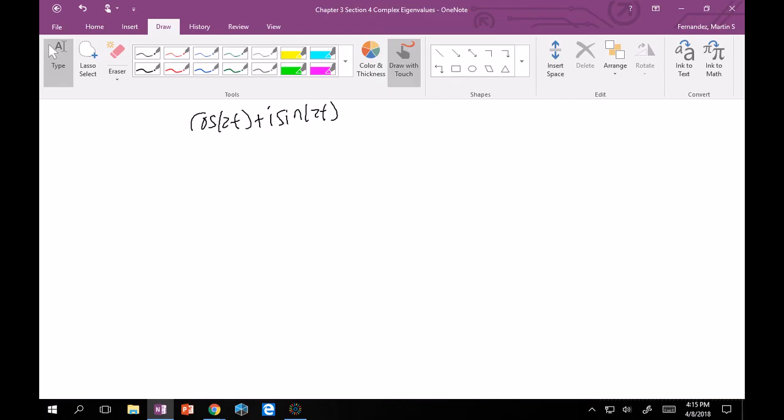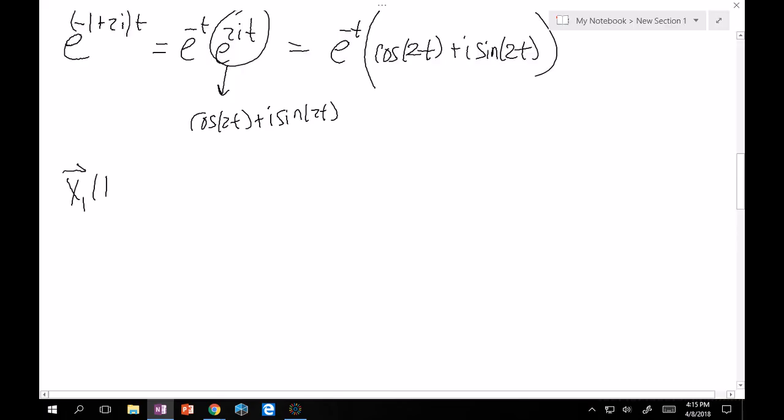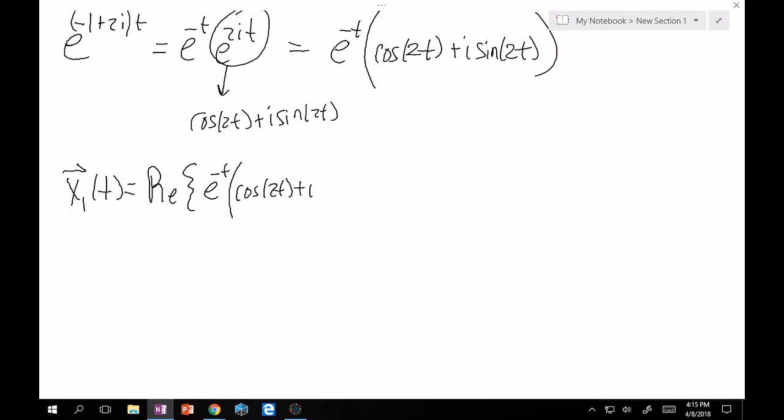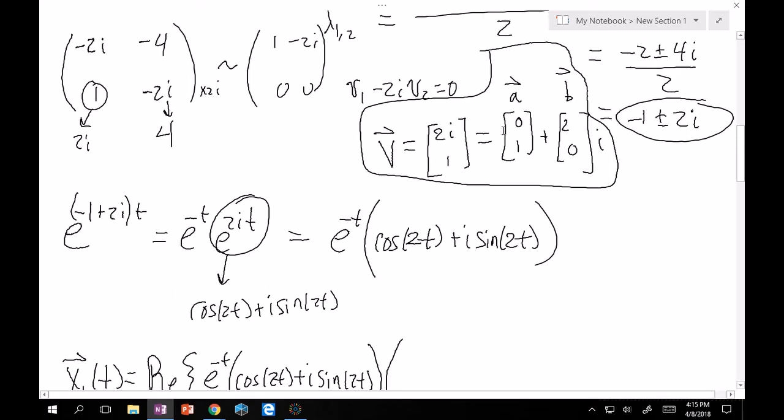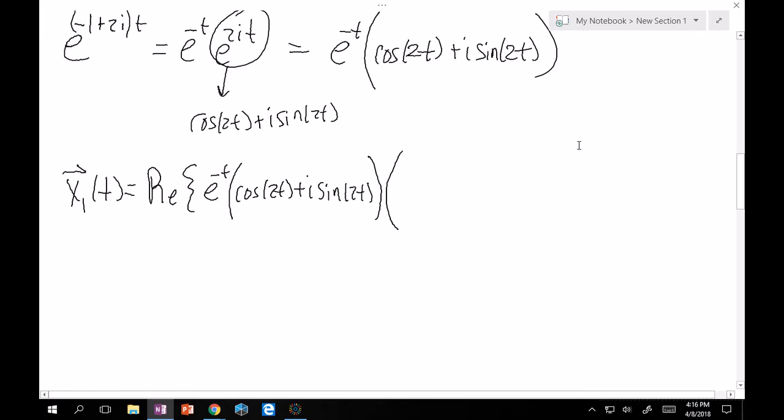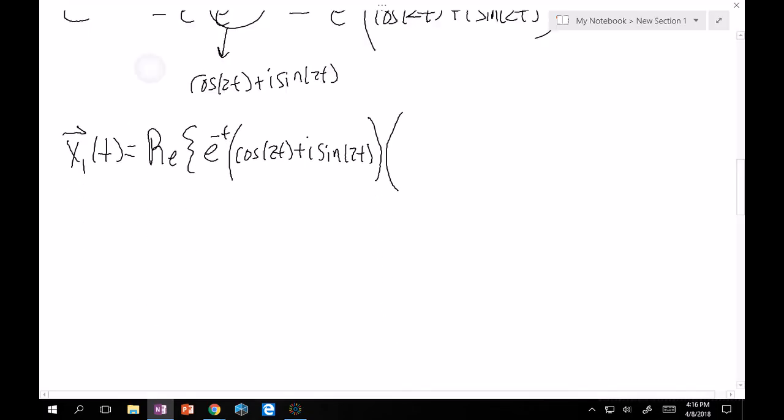Okay. So little x1 of t is going to be given as the real part of this thing multiplied onto the eigenvector. So it's e to the minus t times cosine of 2t plus i sine of 2t, all of this multiplied onto our eigenvector. And our eigenvector, as we saw from up above, is just 0, 1 plus 2, 0, i. Okay, so let's write that down. 0, 1 plus 2, 0, i.